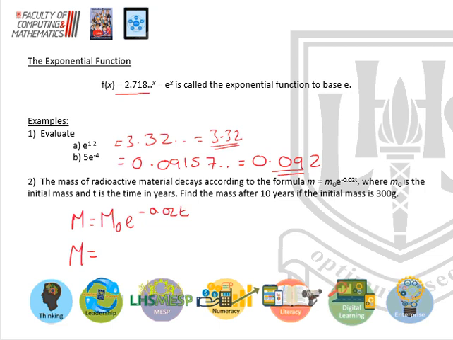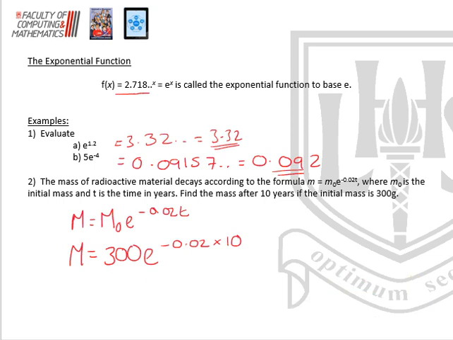To find this mass, essentially you're going to use this formula, the same way you've been using any formula, like speed, distance, time, or the volume of a sphere. We're going to sub in m naught, the initial mass, which is 300. Then we have e to the power minus 0.02 times t, which is 10 years. So you go to your calculator and type that in. It comes out with the answer 245.6. We're talking about grams, so 245.6 grams after 10 years. So that's using your e function.